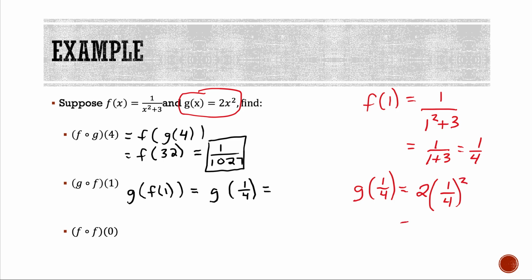All right, let's work it out. So if I square the 1/4, square the top, square the bottom, I'm going to get 1 over 16. When I multiply my fractions, I'm going to have 2 times 1 is 2 over 16, which is going to reduce to 1 over 8. And so my final answer will be 1 over 8.